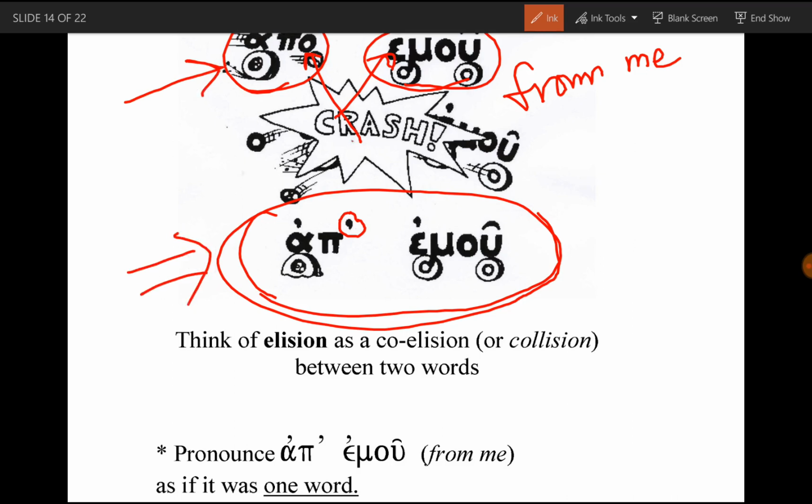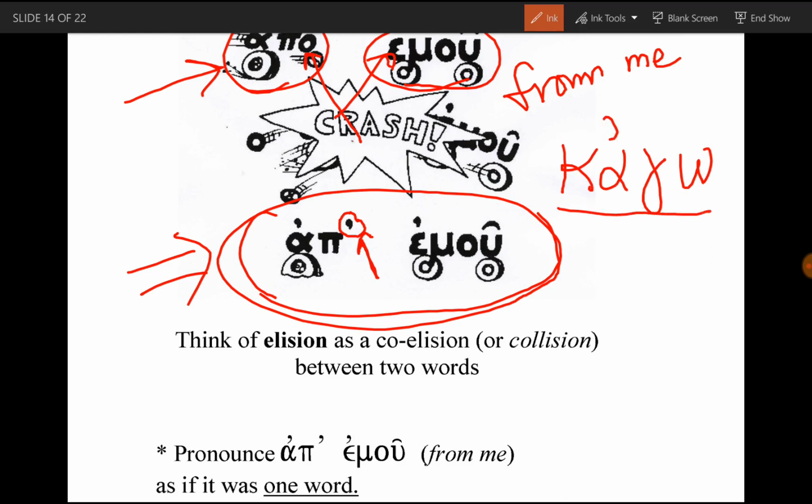When you drop the omicron through the process of elision, you have to signal whenever something gets dropped. Greek wants to somehow footnote it or punctuate where the letter was dropped. And here you have an apostrophe, and you would pronounce this together as ap'emou, as if it was one word. And that's what elision is. And you'll see this happen in Greek. For example, let me give you another one.